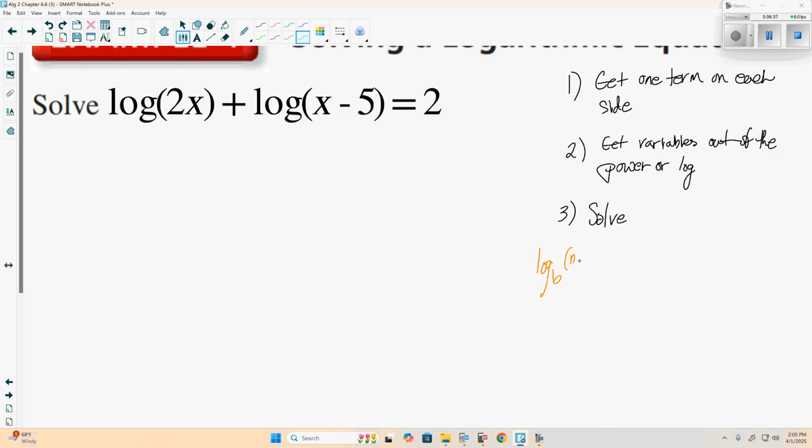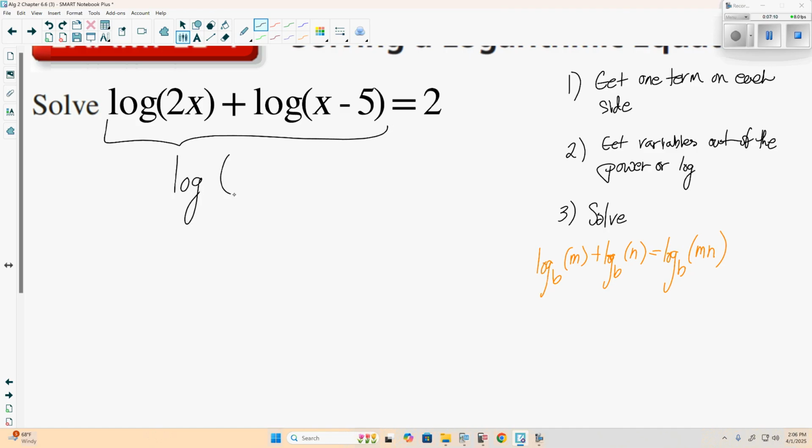But we did have log base b of m plus log base b of n is equal to log base b of m times n, our product property. Anytime we have 2 things being multiplied together inside the log, it can be rewritten as a sum of 2 logs. Or the reverse is also true. If we have 2 logs with the same base being added, we can rewrite them as a single log with what's inside being multiplied. So log of 2x plus log of x minus 5 is the same as log of 2x times x minus 5.